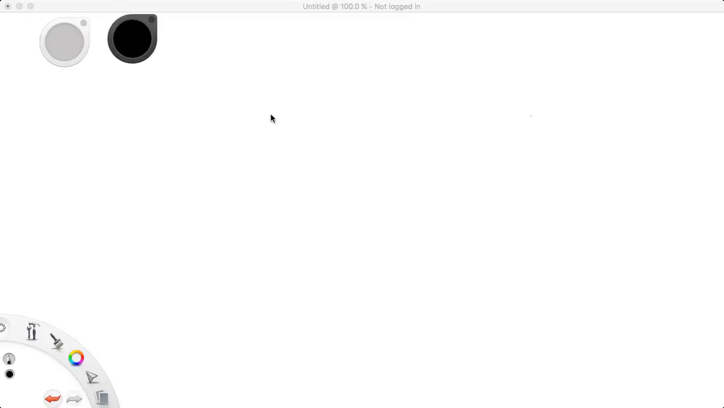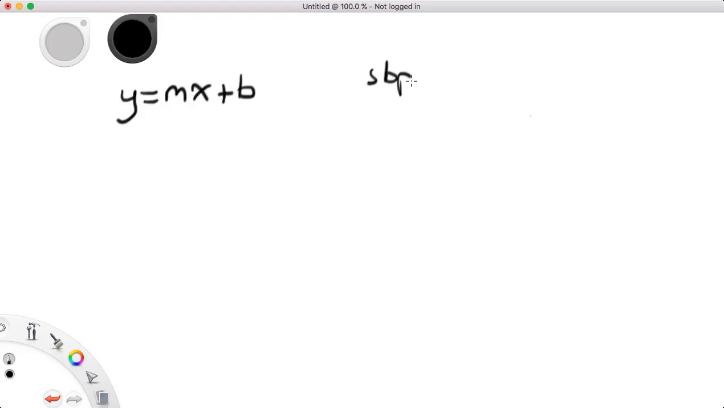Okay, something that comes up a lot on the math section of the ACT is the equation of a line. And the most important representation of the equation of a line is this thing. It's called the slope-intercept form.